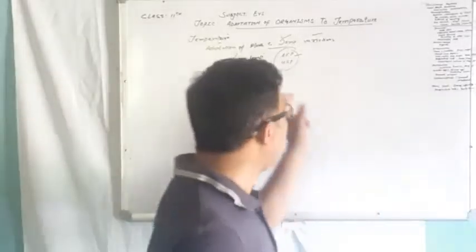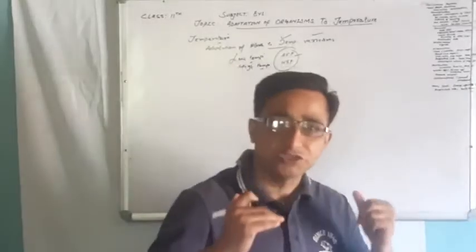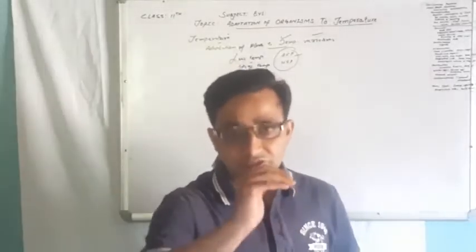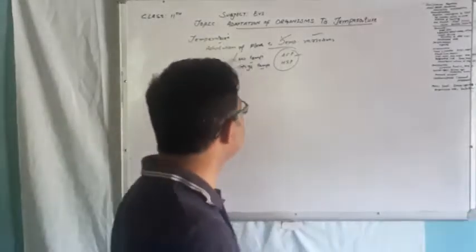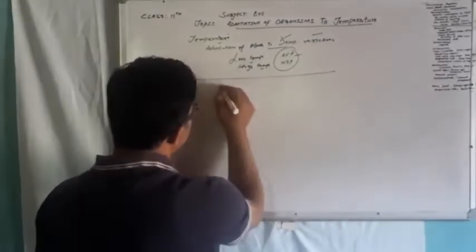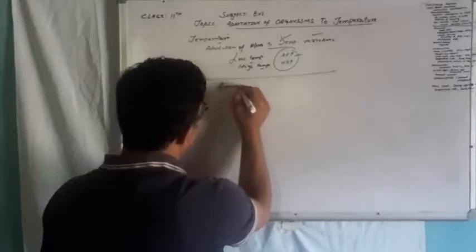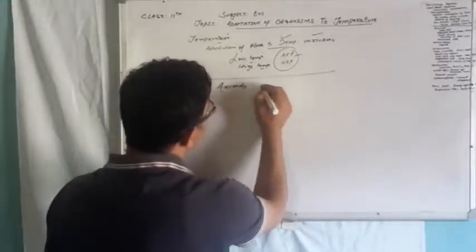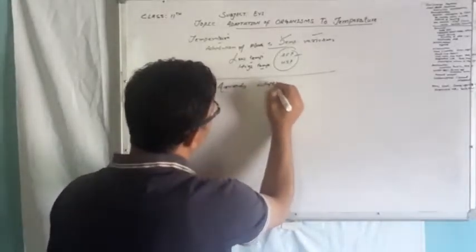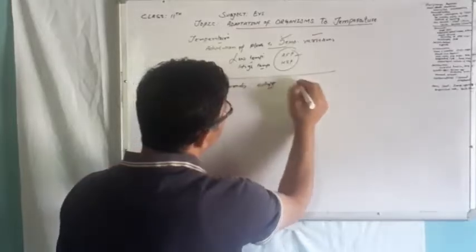So this is how plants adjust or show the adaptations towards the temperature regime. Now let us see how the animals adapt themselves to temperature.